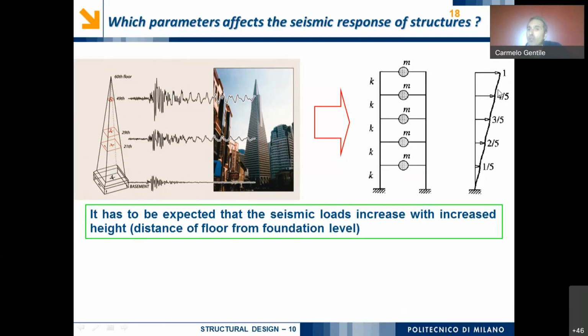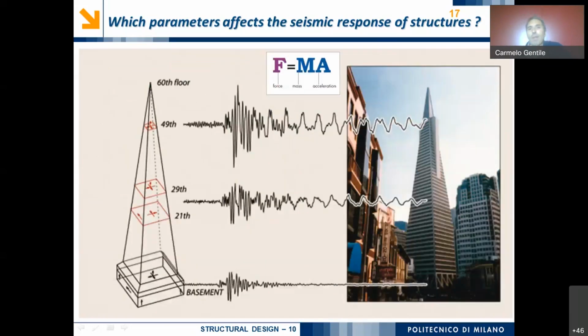But of course, we do not know how different the acceleration at the upper floor will be from the acceleration at the basement. Okay, perfect.